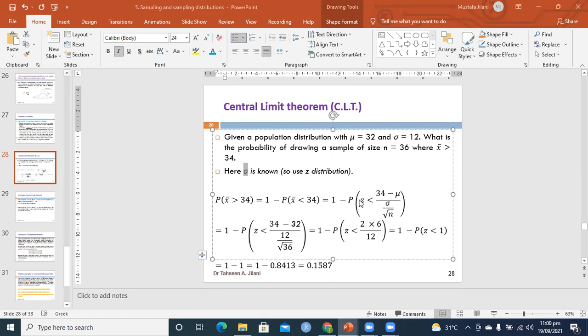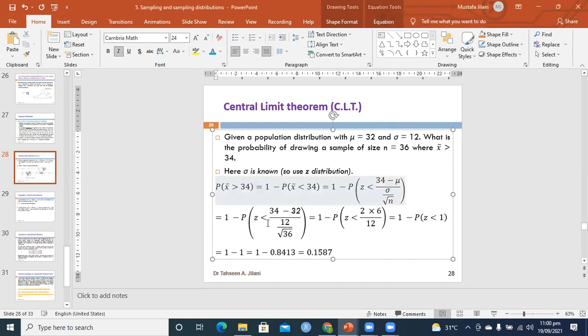This Z equals x bar minus mu divided by sigma over square root of n. So here on the right hand side it is 34 minus mu. Mu is 32. Sigma is 12. Square root of n is square root of 36. I just put in all these values, and Z less than 34 minus 32 divided by... 32 is the mean.